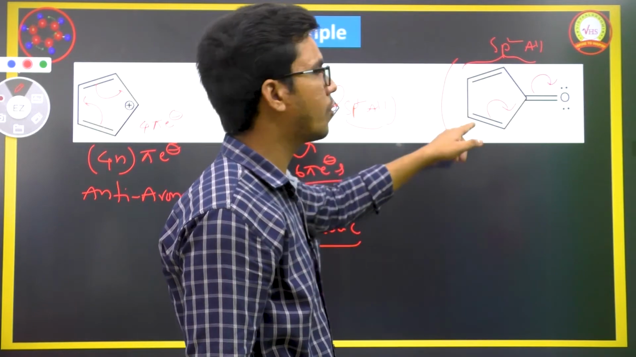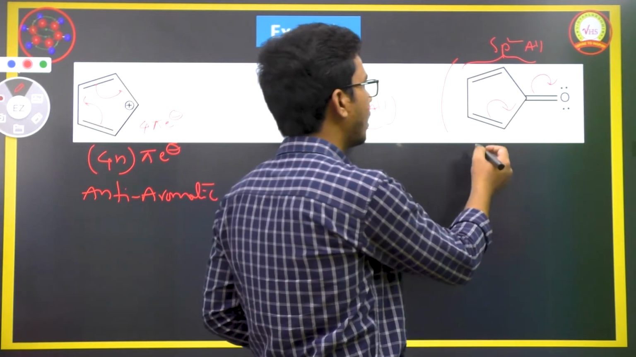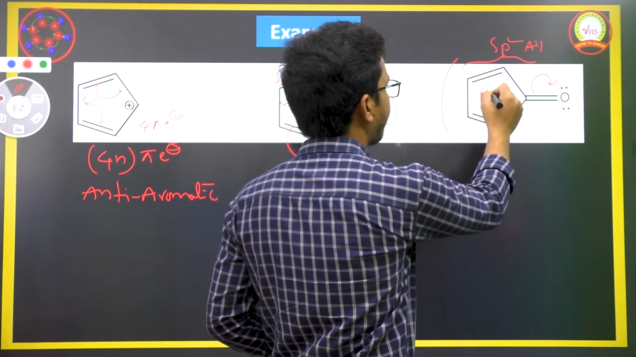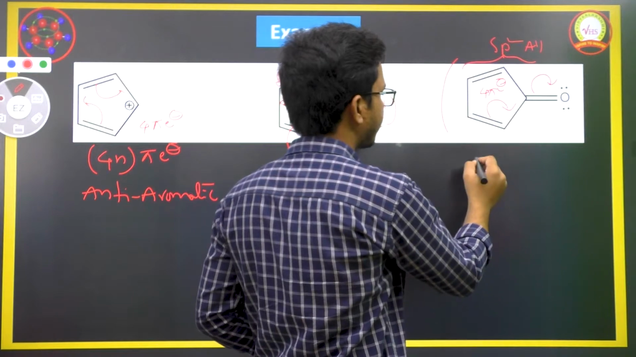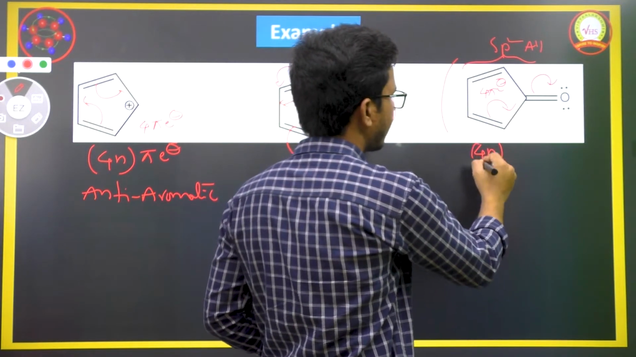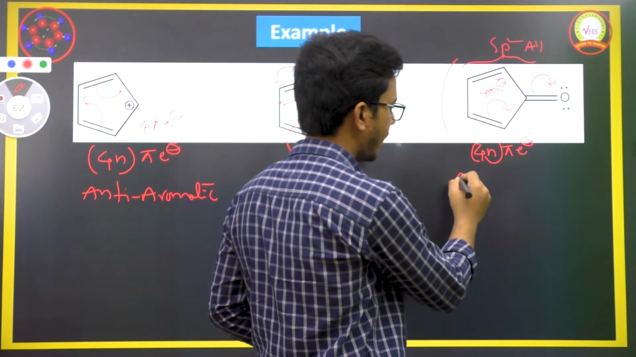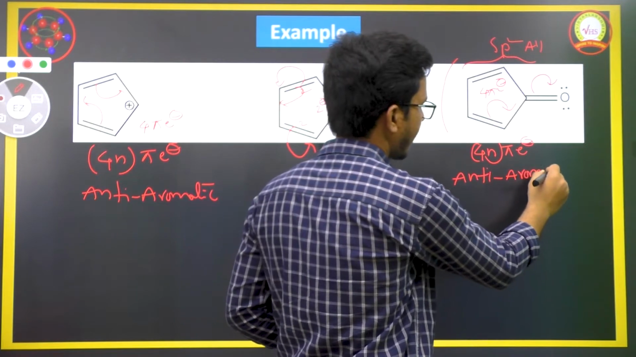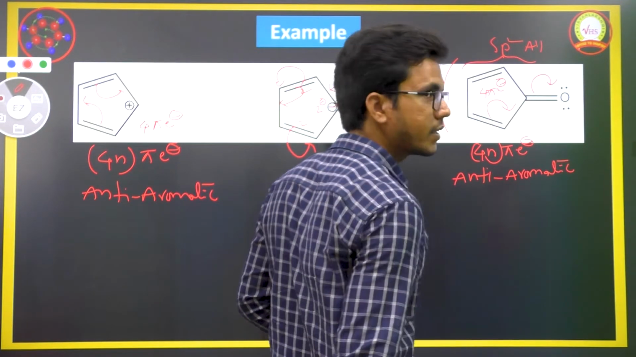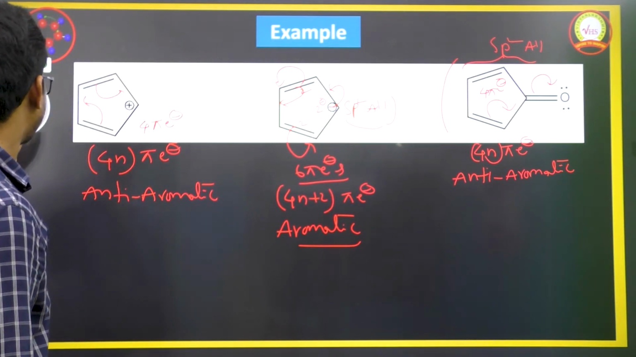But let us see which formula is applicable: 4n or 4n plus 2 pi electron system. We have only 4 pi electrons, 2 electrons here and 2 electrons here. It is satisfying the 4n pi electron system. A 4n pi electron system comes under anti-aromatic. That's what this compound is, an anti-aromatic compound. Let us take another example.